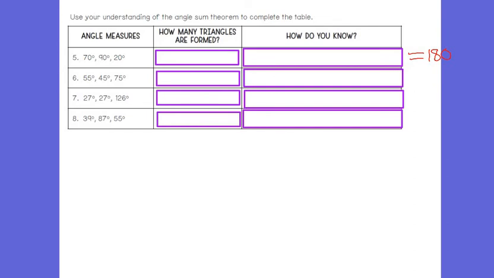How do I know how many triangles are formed? Look at your chart. Look at your chart for where it says 3 angles. When 3 angles are given and it equals 180, how many triangles can be formed? More than 1. More than 1 triangle can be formed.